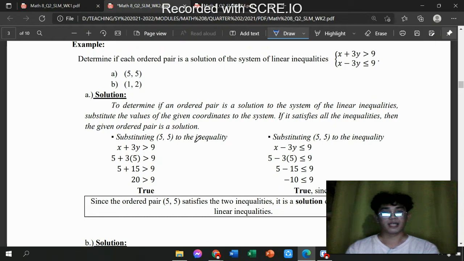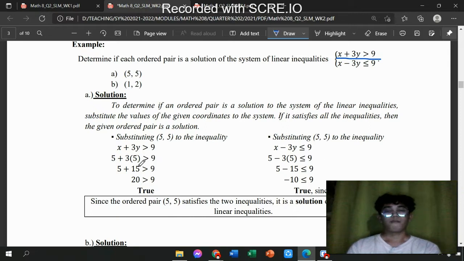So let's take a look at the first example, di ba? 5 and 5. So pareha sila nga 5. So kani nga 5 ang x, kani nga 5 ang y. So atong i-substitute sa first linear inequality, x plus 3y is greater than 9. So ang x mahimong 5 plus 3, then ang y mahimong 5 gihapon, kay duha ni ka 5. This is x and this is y. So mahimo siyang 5 plus 3 times y is greater than 9.